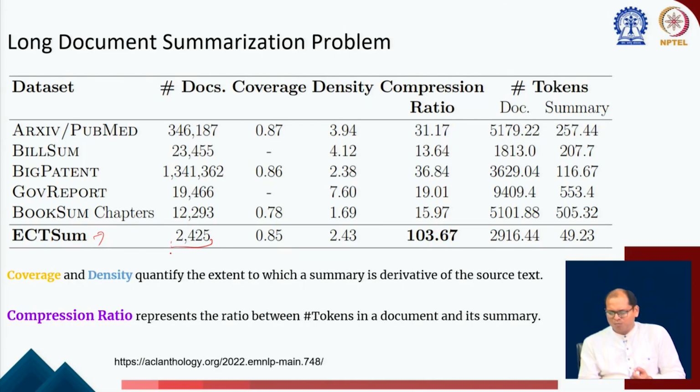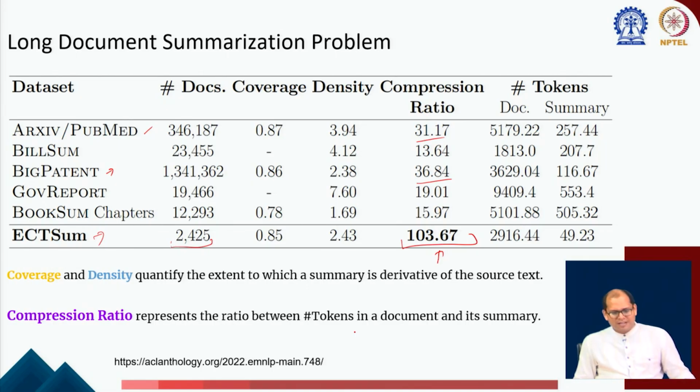One thing I would like to point out here is the compression ratio. The compression ratio between the original input and the final summary, taking an average, was roughly 103, right, and it is higher than other large document summarization data sets like Big Patent, which has 36, Archive that has 31 and so on. So that means a challenging problem. You have to do a compression of roughly the order of 100 from the source document.